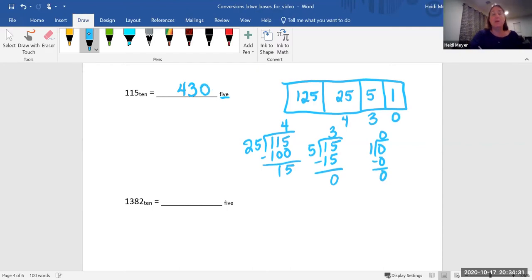This is why you've seen me on earlier videos never leave that out and always work with a 0. We want to account for every single place value. And for that 4 to be over there under the 25, we need to have the 0 in the 1's place as a placeholder. Okay, so 115 in base 10 is 430 in base 5. So once again, if you want to pause and try it on your own, go for it. Check back in when you're done.